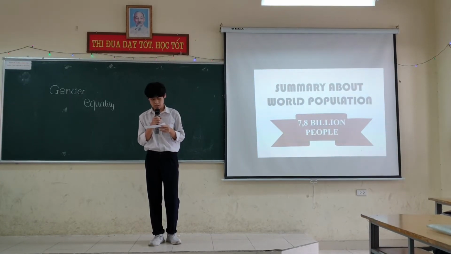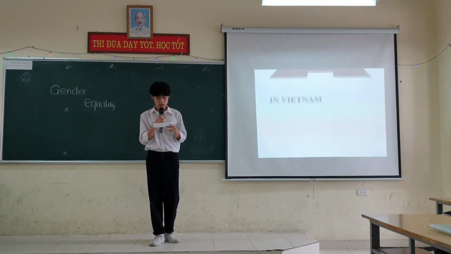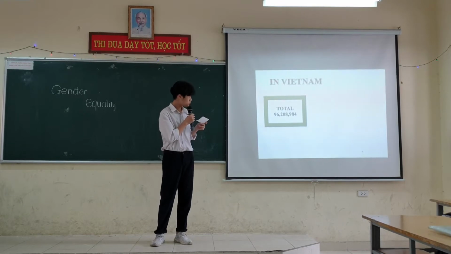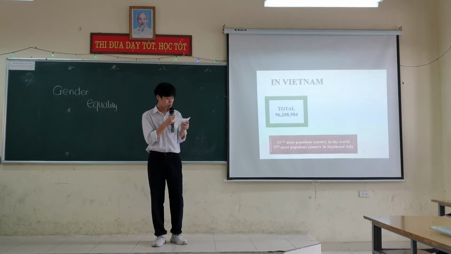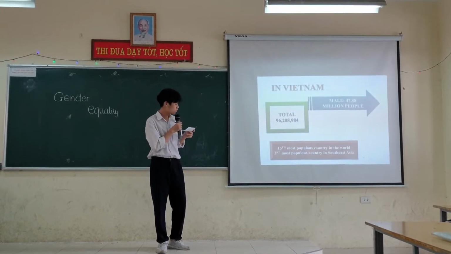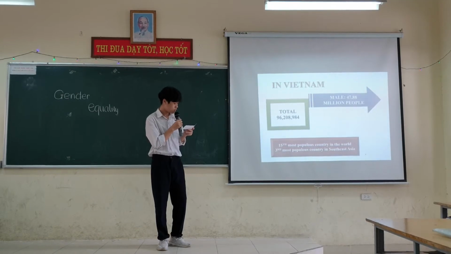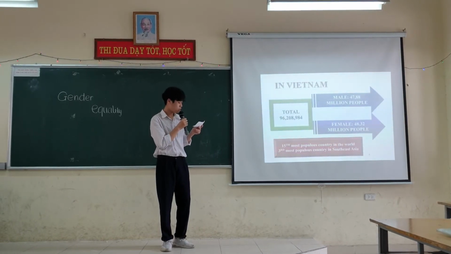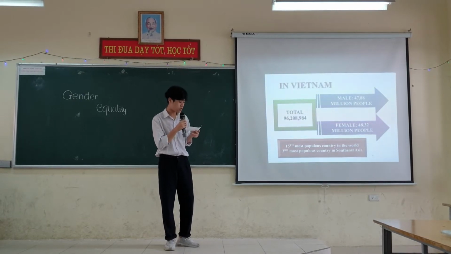The results of the census in Vietnam show that on April 1, 2019, the total population in Vietnam reached 96,208,984 people. With these results, Vietnam is the 15th most populous country in the world and 3rd most populous country in Southeast Asia. Out of a total of more than 96.2 million people, there are 47.88 million people, accounting for 49.8%, who are men, and 48.32 million people, 50.2%, who are female. Now, Han and Dung are going to present to you about gender equality and gender discrimination.